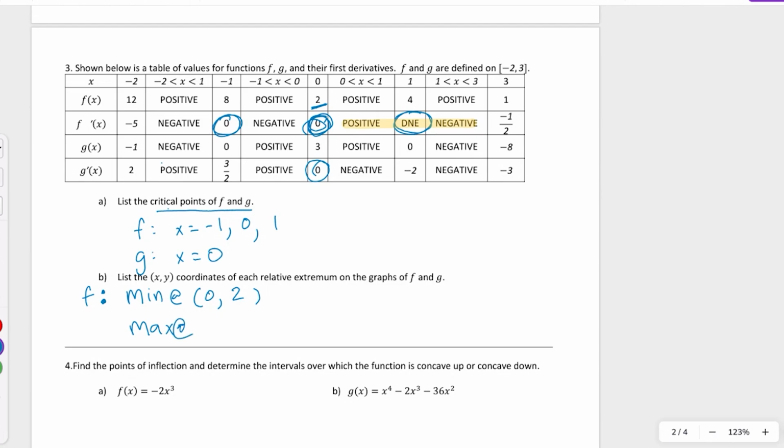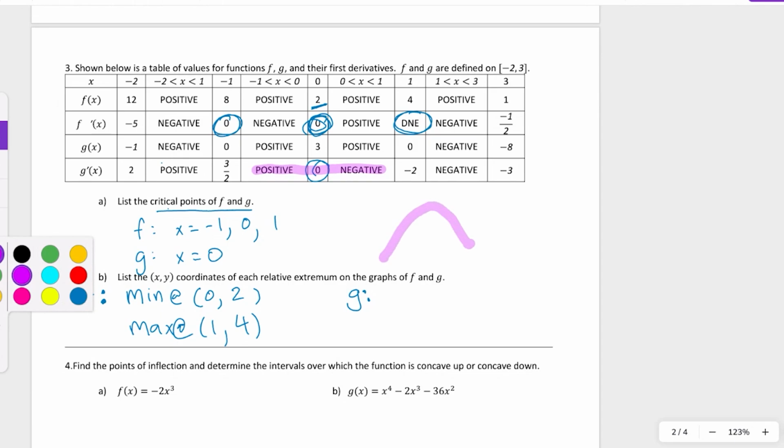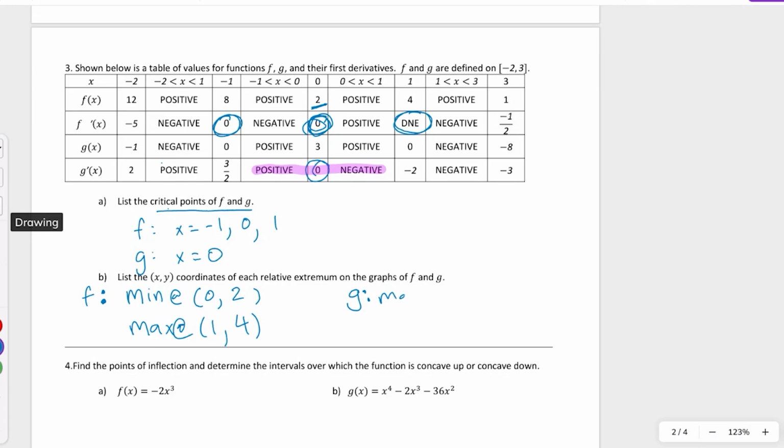So we got a local maximum at, let's see, the x value is 1 and the y value is 4. For function g, there's only one critical point to check, and that's going to be at x equals 0. So we're really just looking for the sign change on g prime. And we see it's going from being positive to negative, so we've got a local maximum. The x is 0, the y is 3.